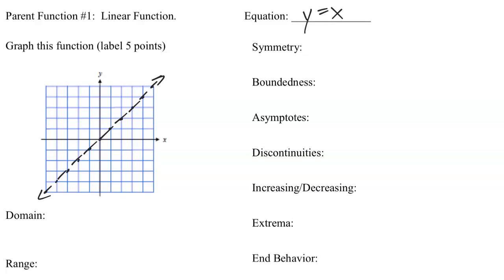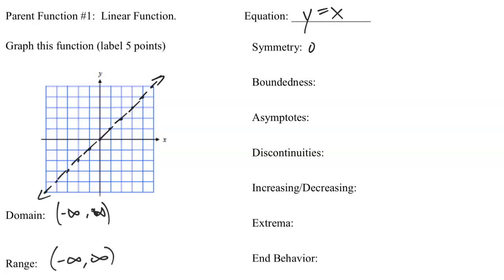Okay, what would you say the domain of this function is? Well, that's the x values read from left to right. And since there aren't any restrictions on our linear graph, we're going to have negative infinity to infinity be our domain. We're also going to have the range be negative infinity to infinity, since those are the y values read from bottom to top. Now, is there any symmetry in the graph?